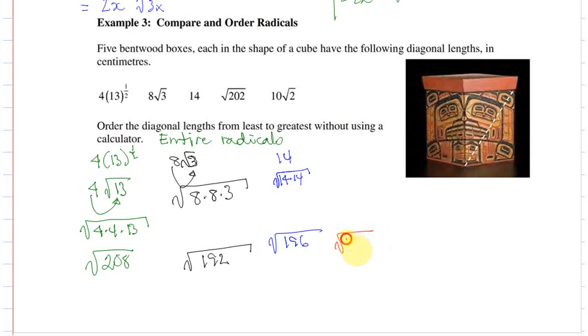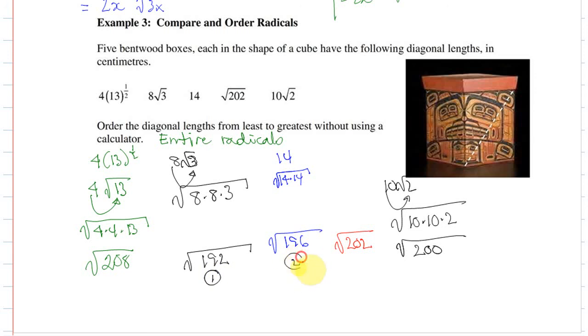The square root of 202 can stay the way it is, and 10 root 2, pop the 10 inside, you're going to go 10 times 10, that gives you 100 times 2, which is 200, and now we have them all in the same format so we can order them. Alright, so the smallest number is root 192. The second smallest number is root 196. The next one is root 200, then square root 202, and then square root 208.